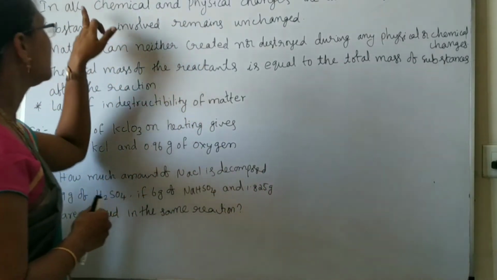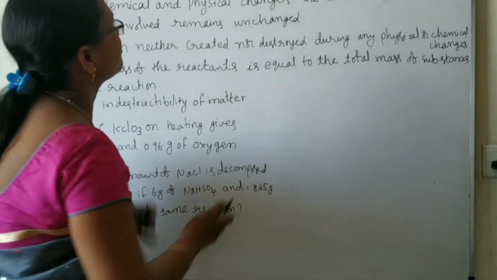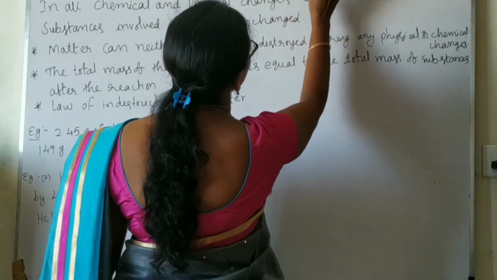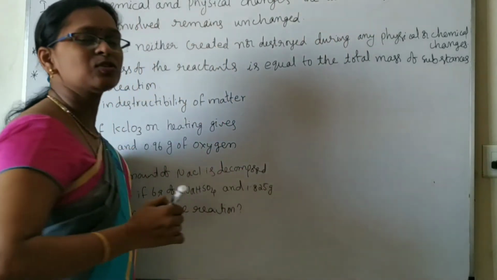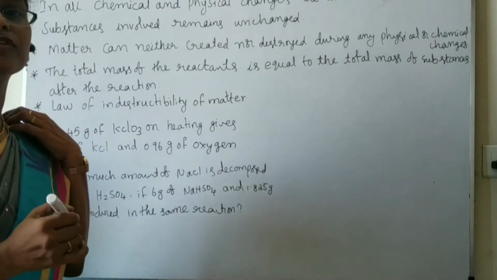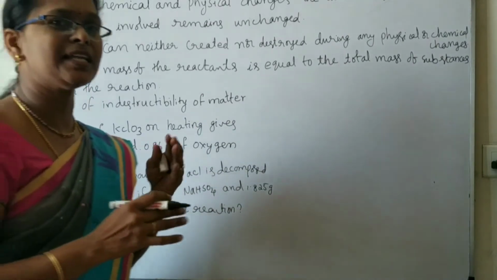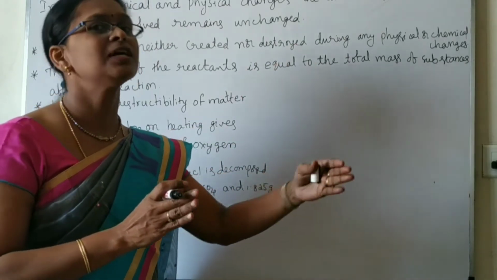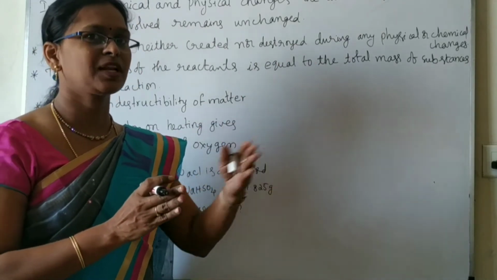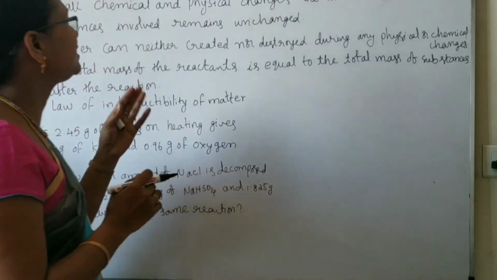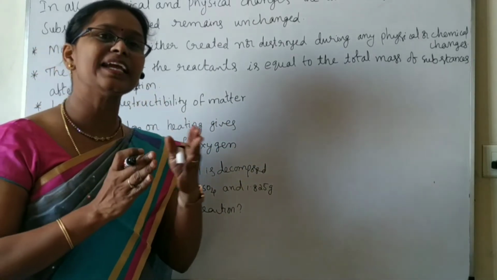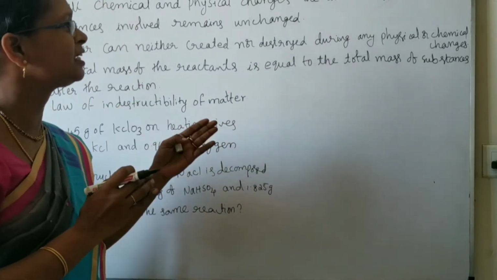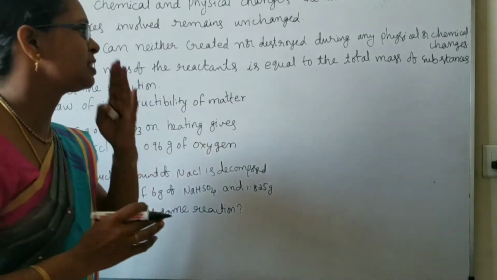The first one, law of conservation of mass, was given by the scientist Lavoisier. Okay. So what will happen in this law of conservation of mass? Before starting the reaction and after completion of reaction, the matter will be the same, right? There is no change. So matter, we can neither create nor destroy during any physical or chemical changes.